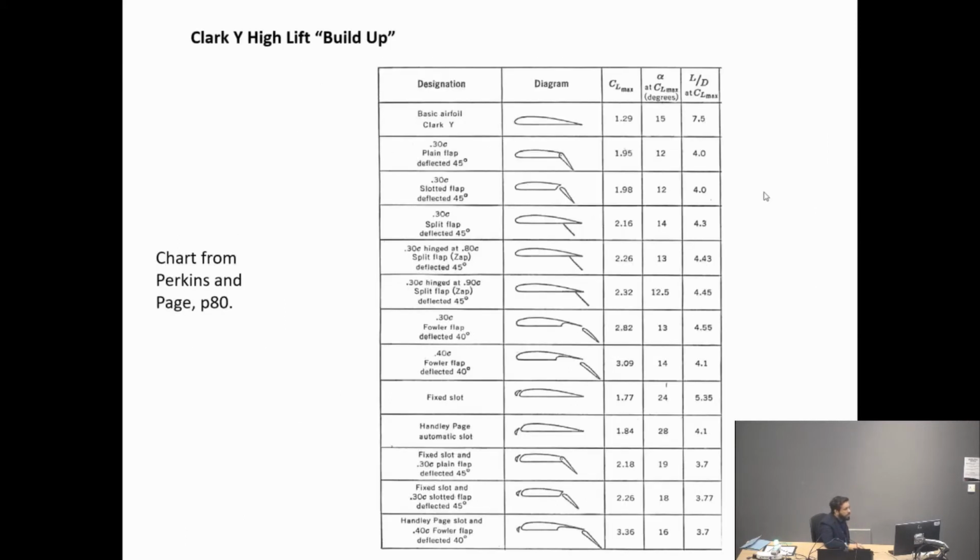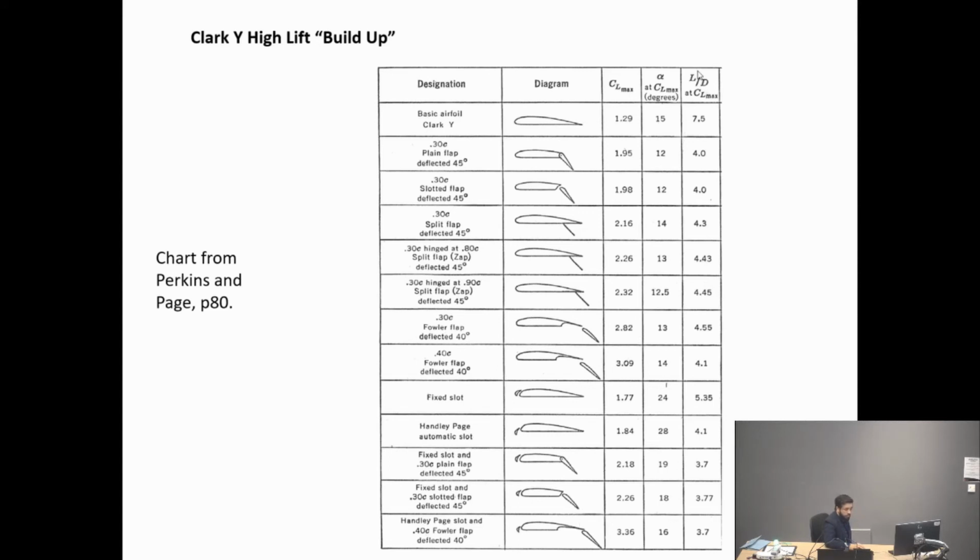Now here, I'm just showing this example of high lift build-up. So this is a Clark Y airfoil. You probably have come across it before. And it just shows you, in terms of the various configurations of this airfoil, how the CL max varies, and the angle of attack, how it varies with different combinations.